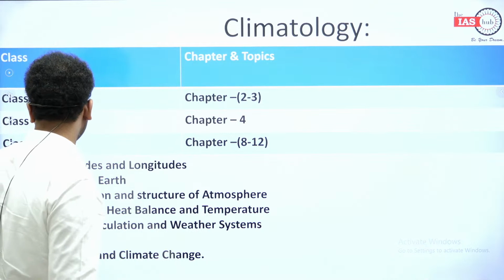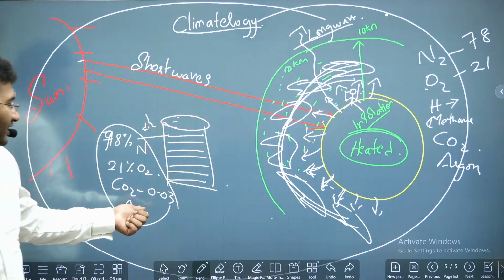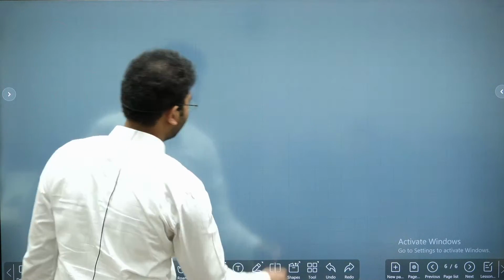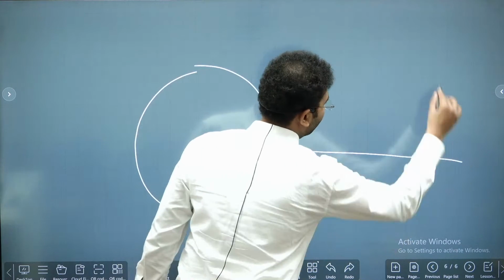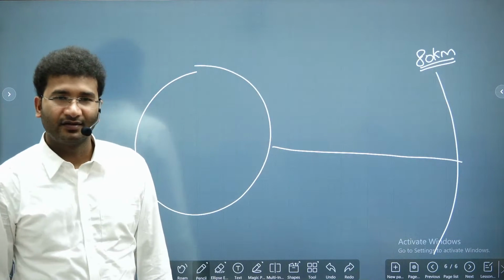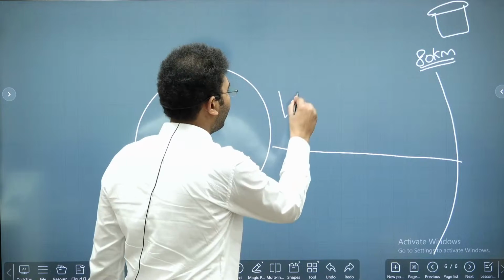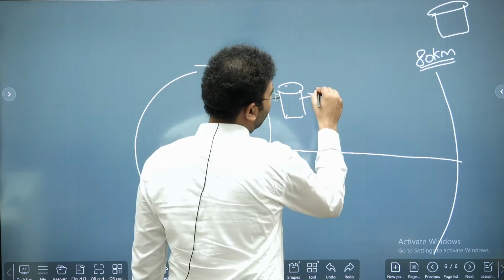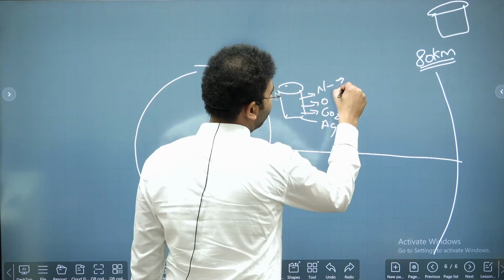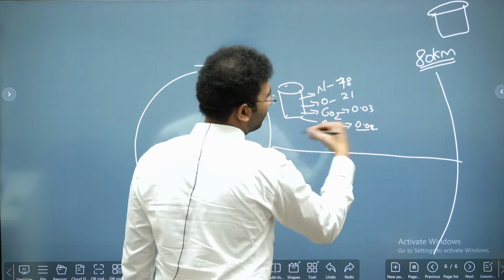So now coming back to the question. If you trap air in this glass, this is the composition. Now I take the same glass and go up to 80 kilometers above the surface of the earth. In this glass again, I told you there will be nitrogen, oxygen, carbon dioxide and argon: 78%, 21%, 0.03%, and argon about 0.09%, right?